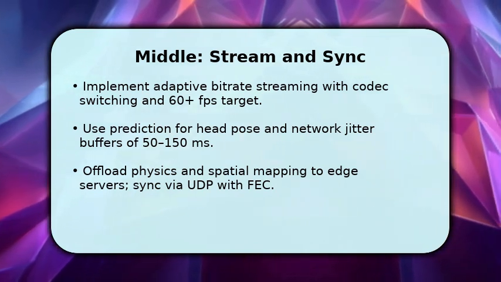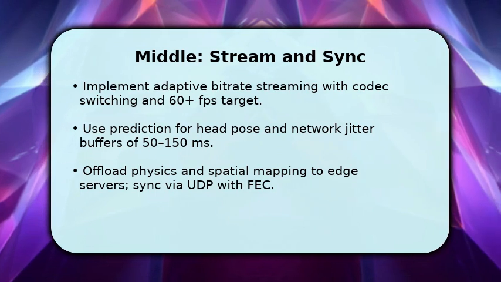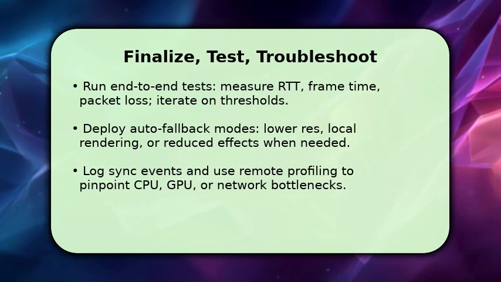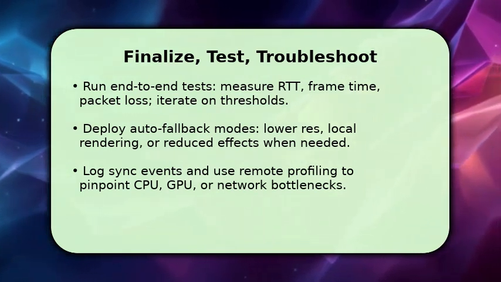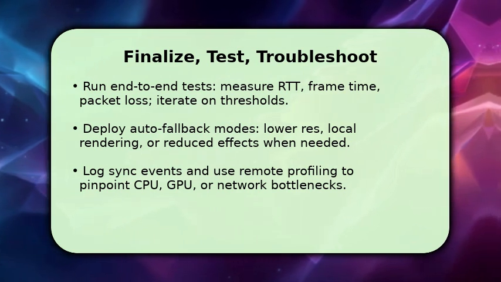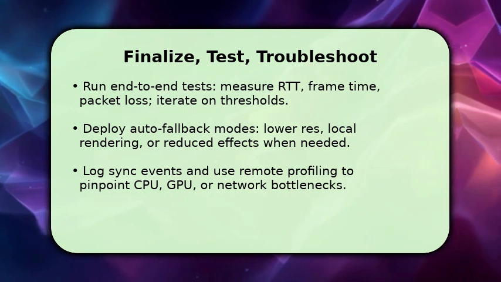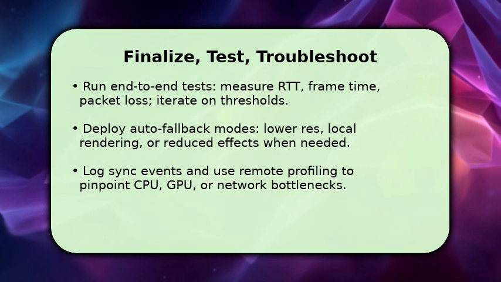Finally, finish by validating performance and baking in robust fallbacks so the experience never breaks. Conduct end-to-end measurements for round-trip time, frame time, and packet loss, then tune buffer thresholds and bitrate policies based on real numbers. Implement auto fallbacks that reduce resolution, switch to local rendering, or disable non-essential effects when the network degrades.